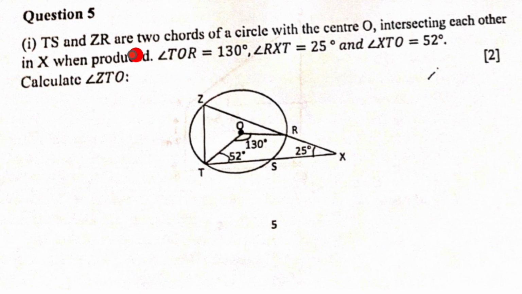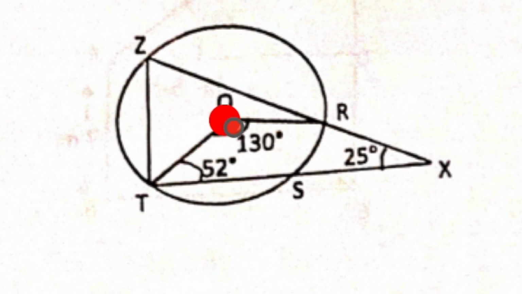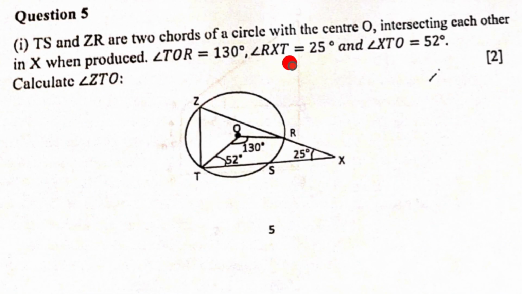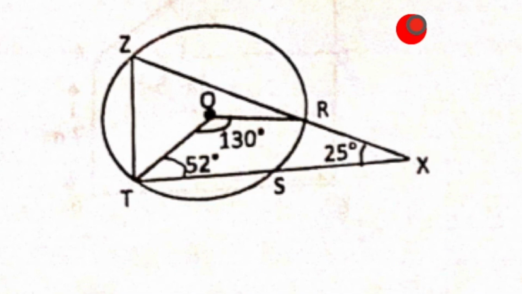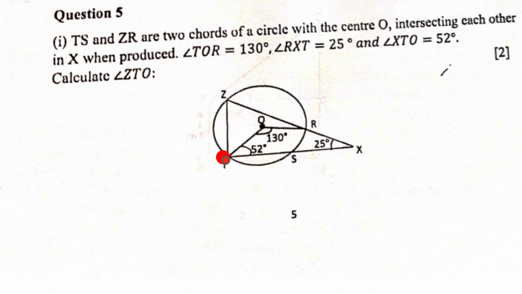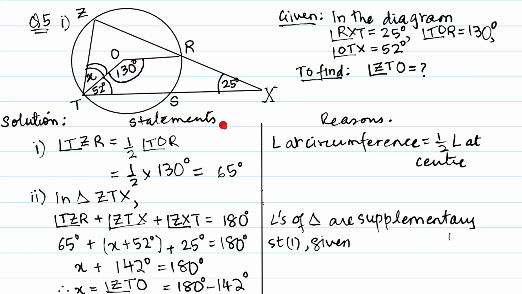We have a circle here, and TS and ZR. They are two chords of the circle with center O. They intersect each other in X when produced. So they have been produced, and this is our X. Angle TOR is 130. Angle RXT is 25 degrees. And angle XTO is 52 degrees. And we have to find out angle ZTO. Let's look at our solution.